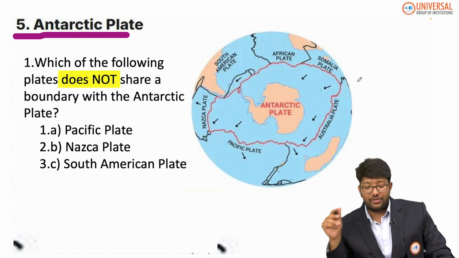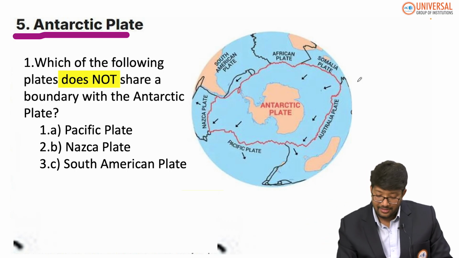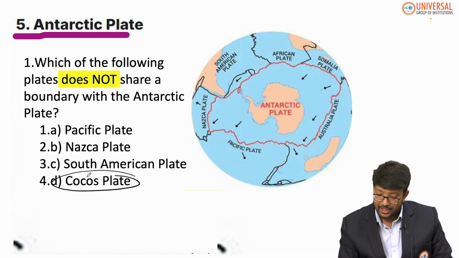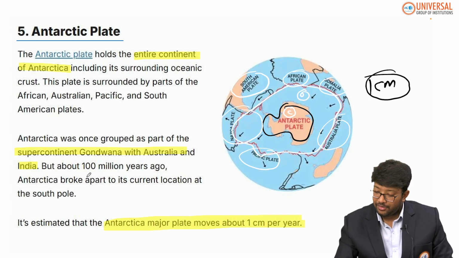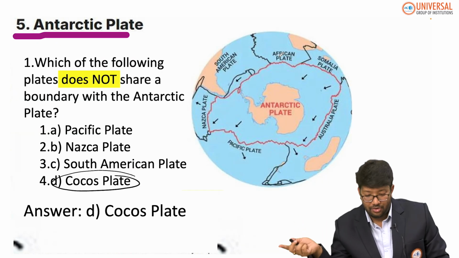So this is the question: which of the following plates does not share a plate boundary with the Antarctic plate? The answer would be what? Cocos plate. Okay, because earlier we talked about all these plates having a boundary, but Cocos is not there. So Cocos is the right answer.